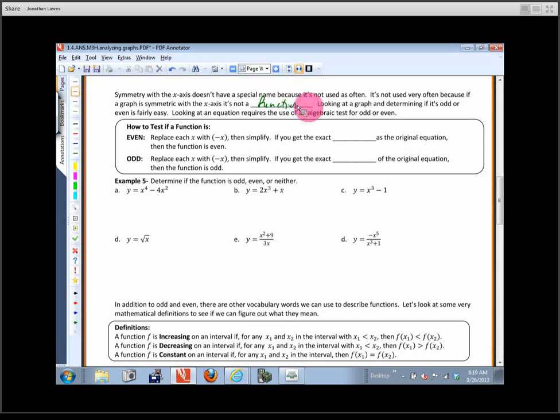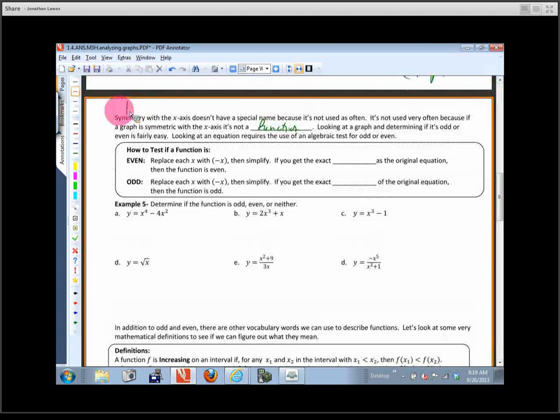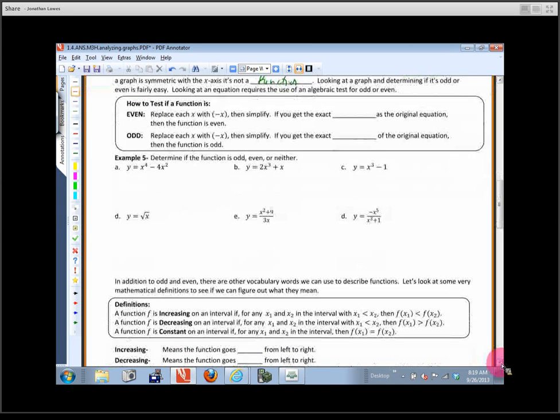Let's take a quick look at what would happen here. If I had something that was symmetric with the x-axis, something like this right here, it wouldn't pass the vertical line test. So there is a usefulness for that, but not when we're dealing with functions. It's pretty easy to tell by looking at a graph whether or not it's odd or even. Remember, odd means symmetric with the origin. Point symmetry, rotational symmetry around the origin. Even means symmetric with the y-axis. The right looks the same as the left.